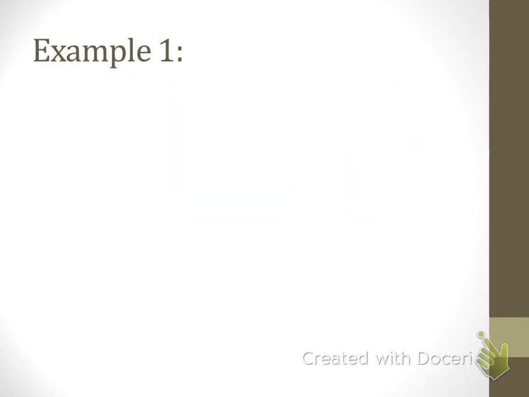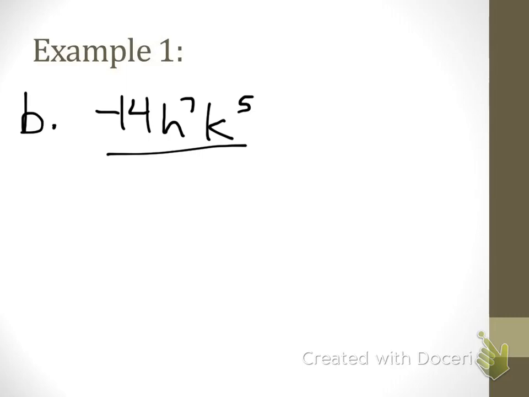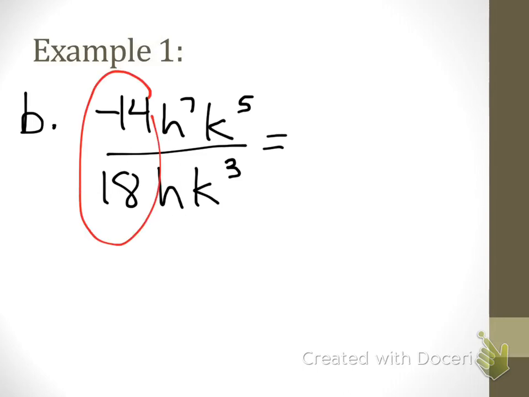On example B, you have negative 14 h to the 7th k to the 5th divided by 18 h k to the 3rd. So you again reduce the fraction part. Now we have negative 14 over 18. The only number that goes into both of them evenly is 2. So this becomes negative 7. Remember to keep that negative when you reduce. Don't forget that. Over 9.